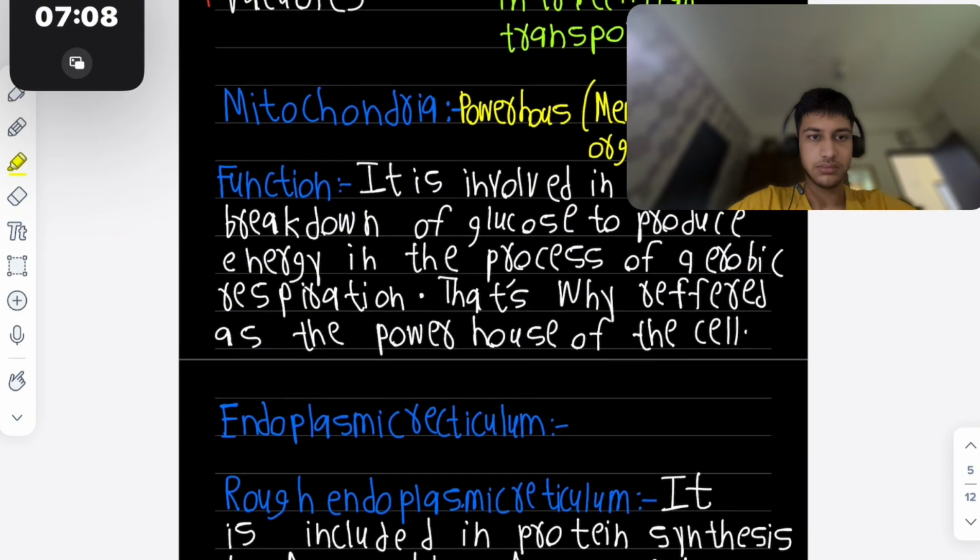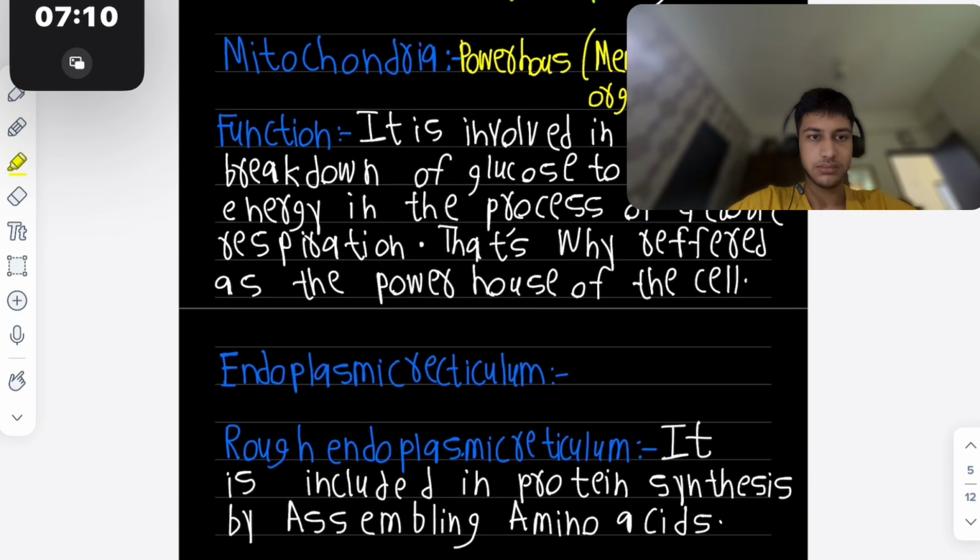All right. Now we are talking about mitochondria. You all should know what a mitochondria is because its definition can be asked to you in the exam. So mitochondria is the powerhouse of the cell, a membrane bound organelle. Now when I say membrane bound organelle, what do I mean by that? Membrane bound means its membrane is like this.